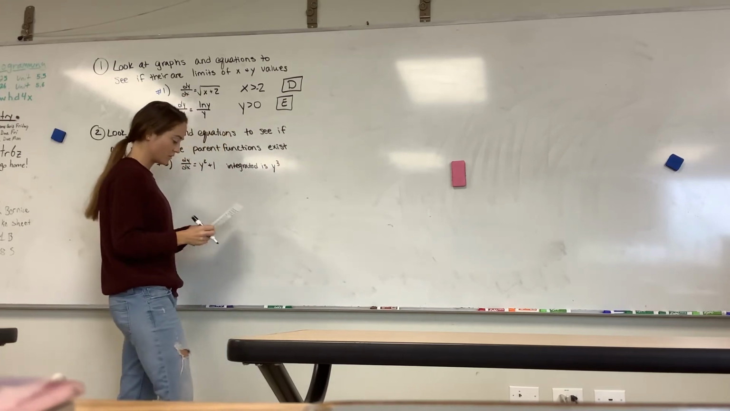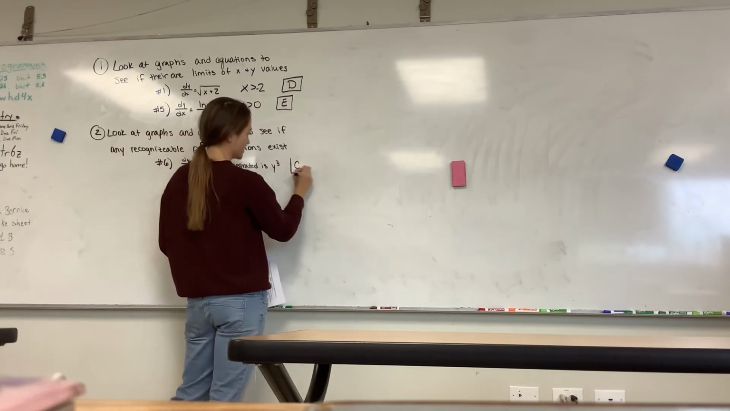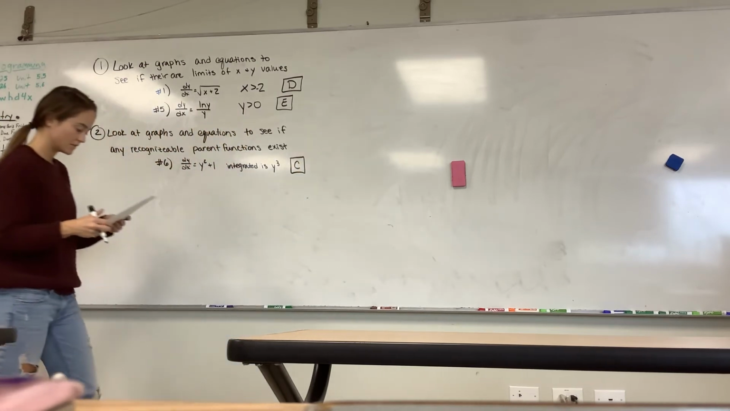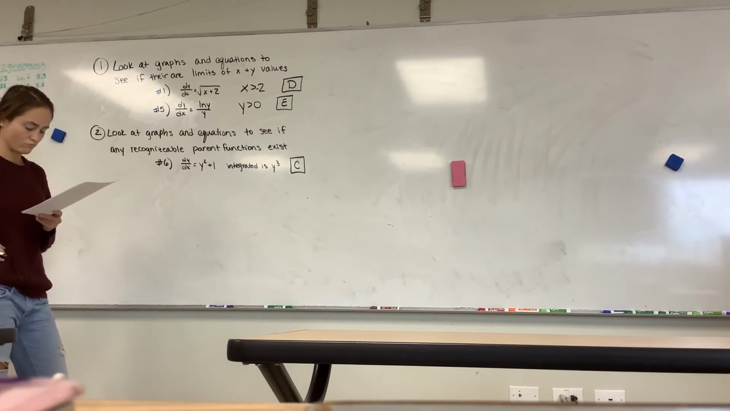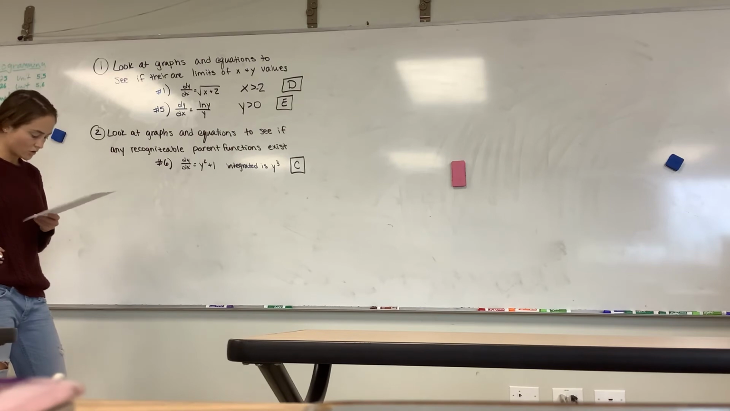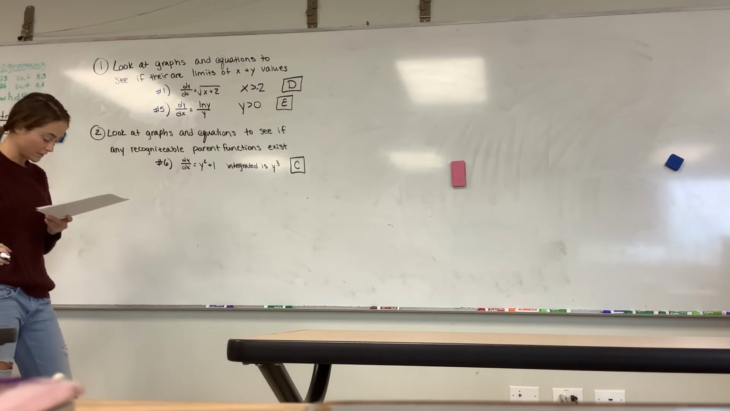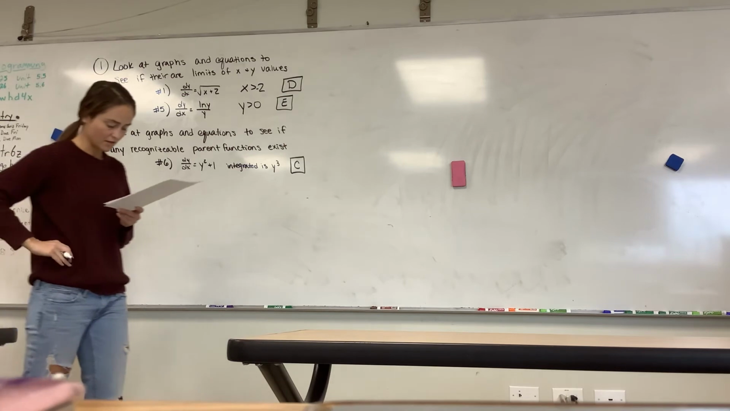And then C looks like a cubic function. So I would say that that is pretty safely C. Okay, we've already done D and E. If I look at F, not sure about F. If I look at G, I'm completely flummoxed. If I look at H, I'm pretty happy. H to me looks like a sine function.